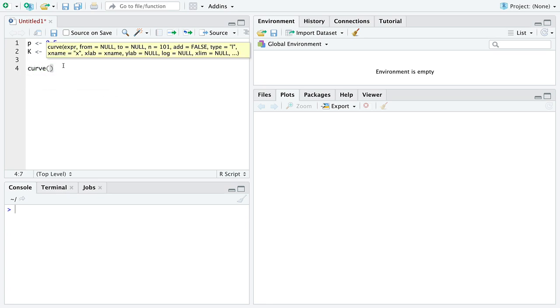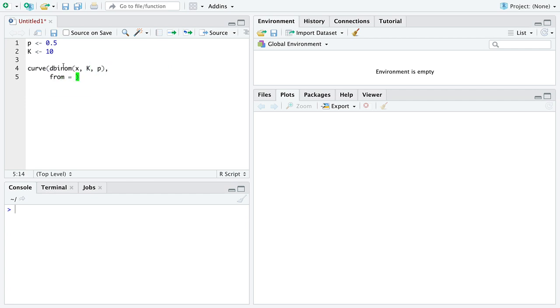We're going to use our friend, the function curve, and then this new function we've never seen before. It starts with a D, which stands for density, of the binomial distribution. We'll put X in as the first argument, and then K, and then P. And we want our x-axis to go from 0 to k, and we're going to have k plus 1 points. And we indeed want points, which starts with the letter p instead of lines, and we want the point characters to be filled in circles.